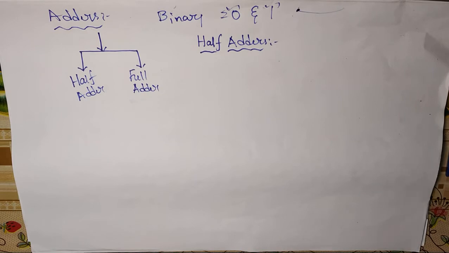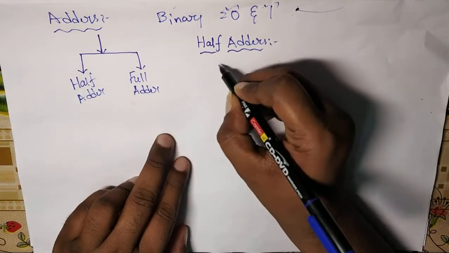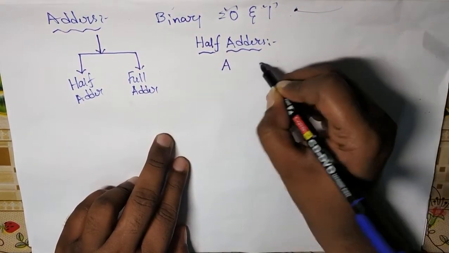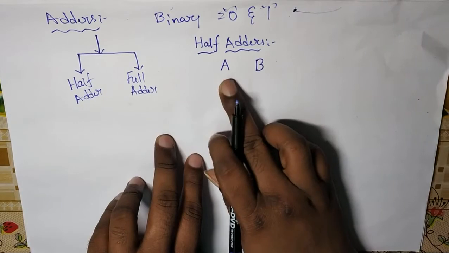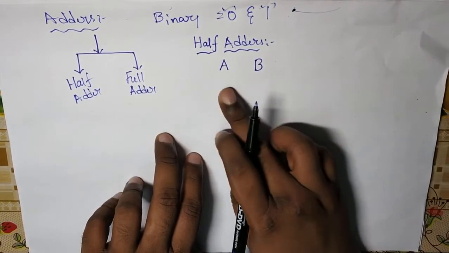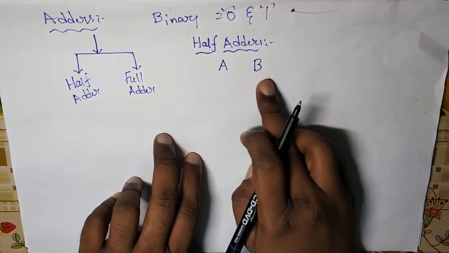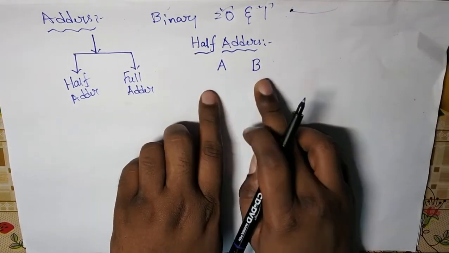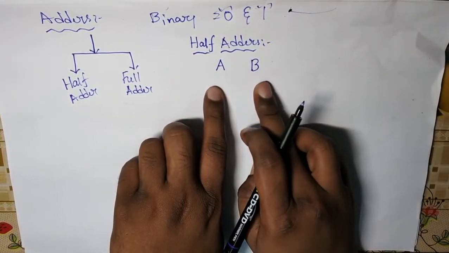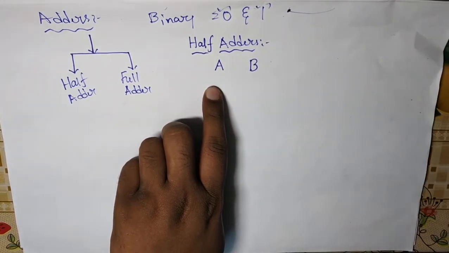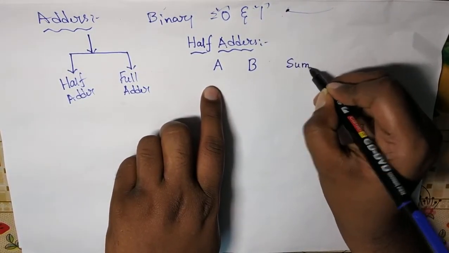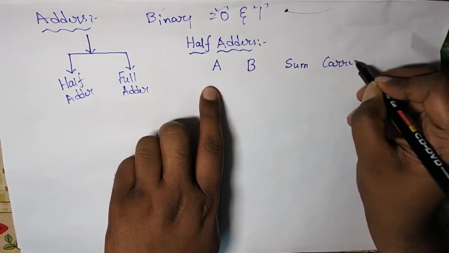A half adder is an adder that is capable of adding only two numbers. Let us consider the first number as A and the other number as B. So a half adder is capable of adding two numbers called A and B. If you add these two numbers, it produces two different outputs called sum and carry.